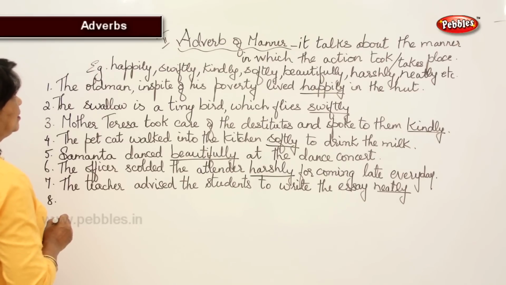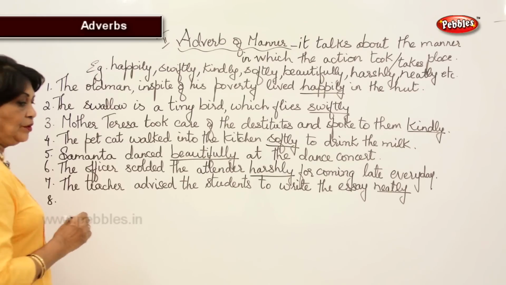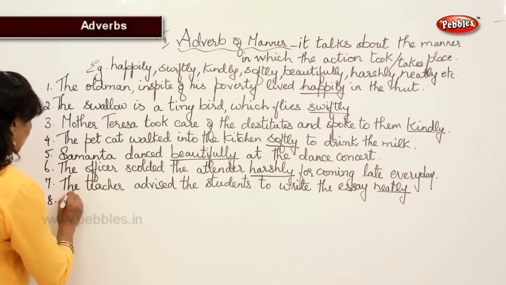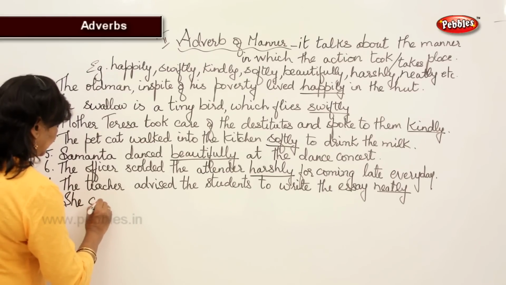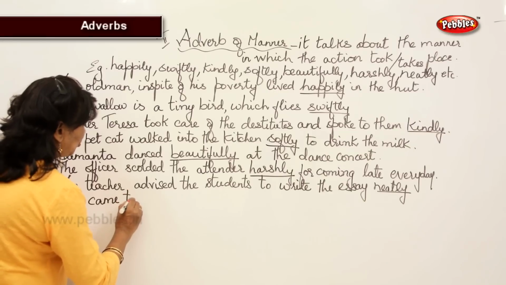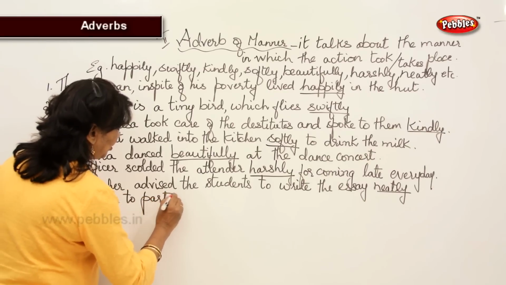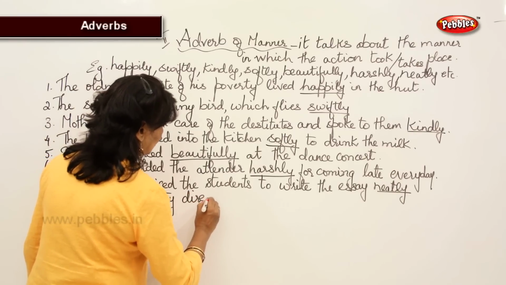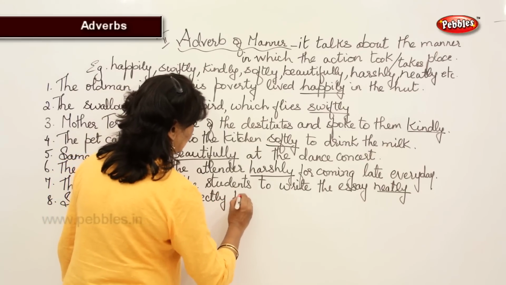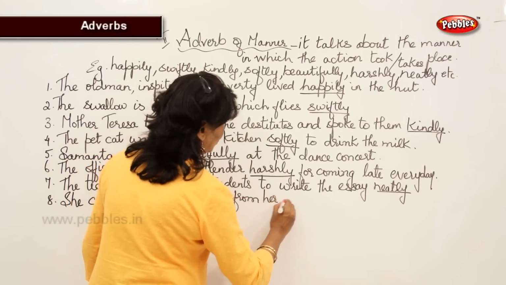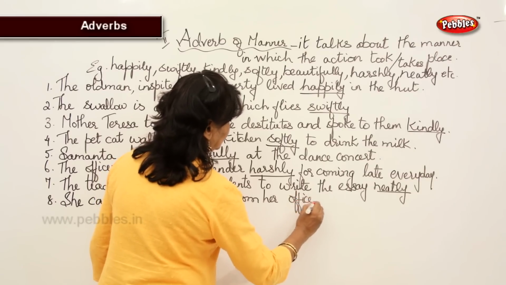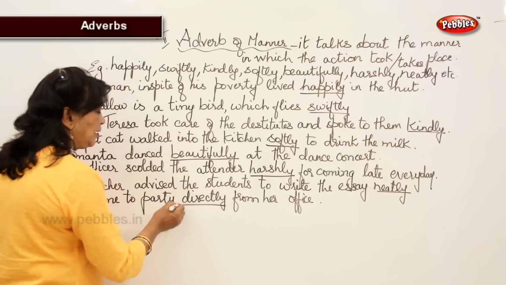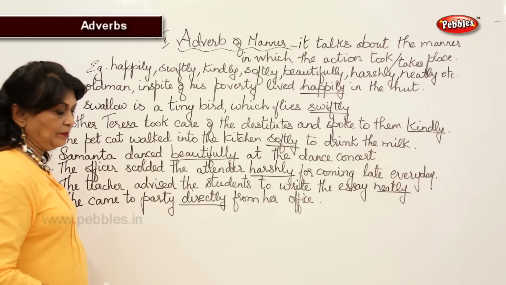Okay, some more shall we have? I am going to give you 10 sentences. She came to the party directly from the office. How did she come? Came is a verb, and how did she come? Directly. So this is an adverb of manner.